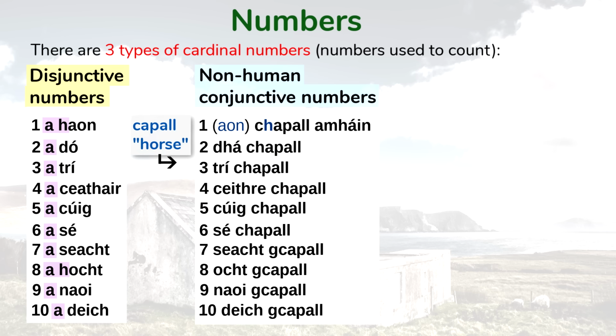Non-human conjunctive numbers. These are numbers used to count non-human nouns. Most of these are the same as the disjunctive numbers without the preceding a or ah. But note that the numbers 1, 2, and 4 are different. Note that numbers 2 to 6 cause the noun to undergo lenition in the initial consonant. And for the number 1, it's optional if this word, amháin, is also here. And numbers 7 to 10 cause the noun to undergo eclipsis.